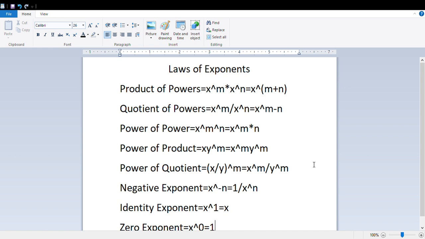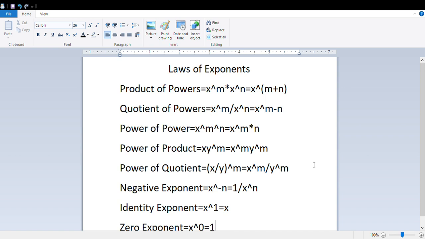So our first law is known as the product of powers law, or rule, whichever one you prefer. Same thing. That basically says that when two bases are the same and you're multiplying, you add the exponents. The next rule is the quotient of powers rule. That basically says that when two bases are the same and you are dividing, you must subtract the exponents.